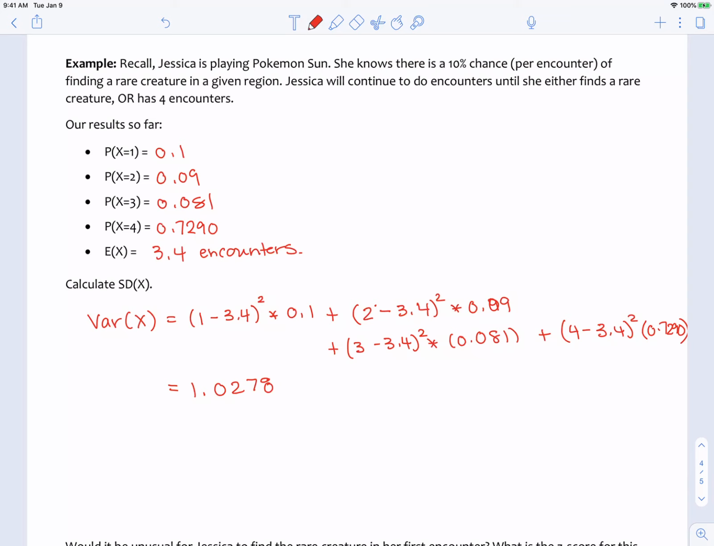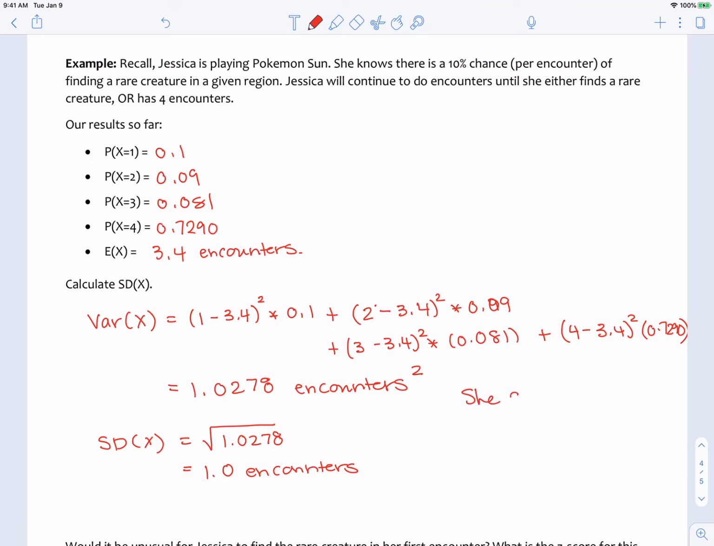So this will be encounters squared, since we are in variance and all of my units get squared for variance. And then I'm going to use that to get to the standard deviation, which is the square root of 1.0278. And that comes to 1.0 to 1 decimal place encounters. Okay, so she can expect to have 3.4 encounters to get to a rare one, give or take 1 encounter.